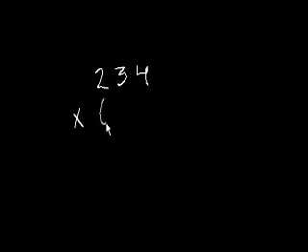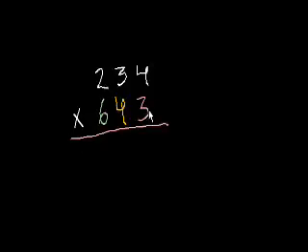Let's say 643. So first we do the 3, which is in the ones place, and we multiply that times 234. Well, 3 times 4 is 12. Carry the 1. 3 times 3 is 9. Add the 1. It's 10. Carry the 1. 3 times 2 is 6. Plus 1. Well, that's 7.